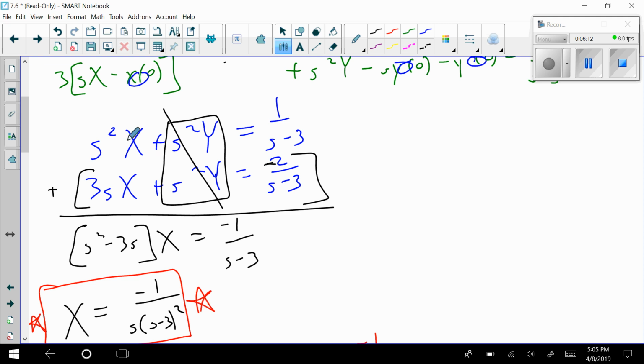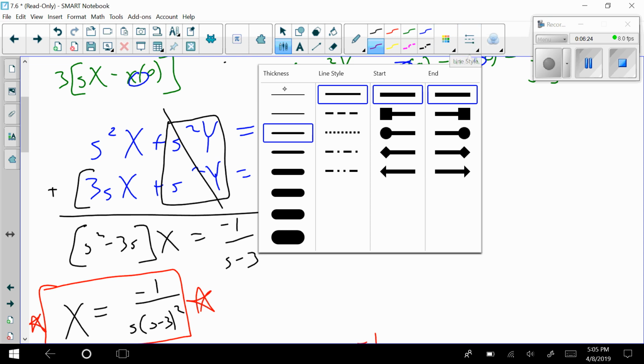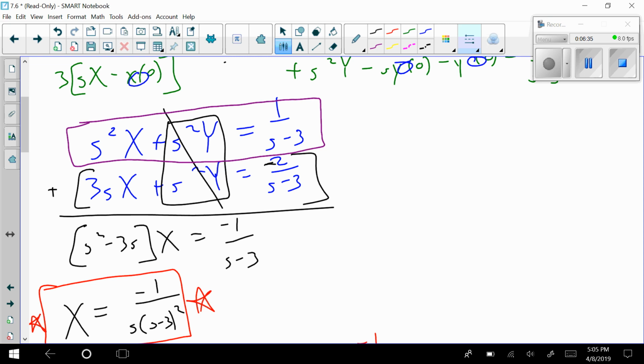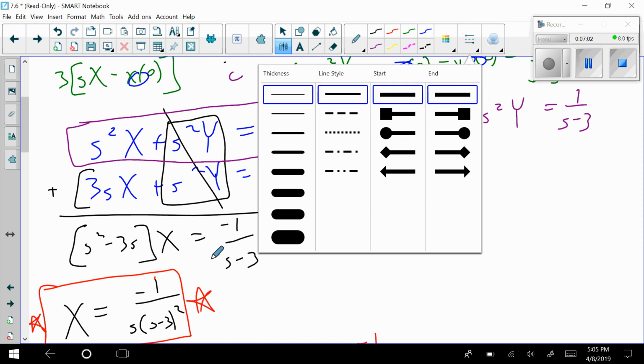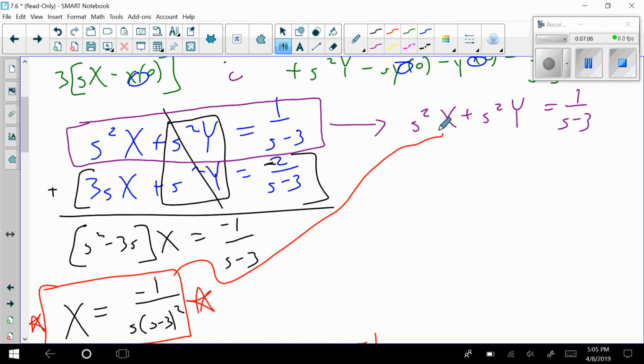Instead, what I do is I look up here in these equations, and which auxiliary equation up here seems like it'd be easy to work with. Well, when I look at it, I'm thinking that this one right here seems to be decently easy. Okay, so if I pull that out over here, I have s squared x plus s squared y. It's a terrible line. Okay, equals 1 over s minus 3. Well, I know what x is. It's right down here, right? I know that my x is down here, and I can put it in right here.